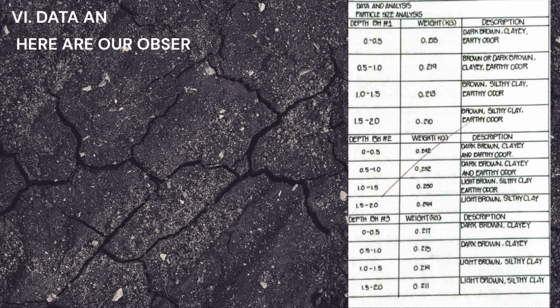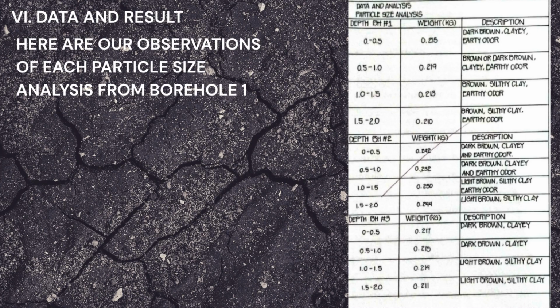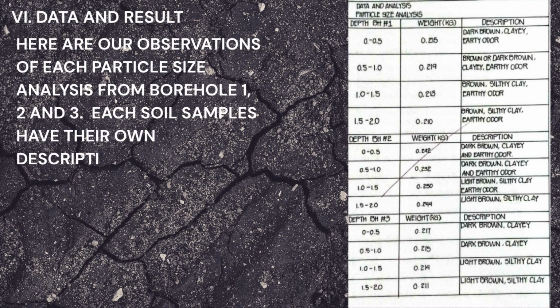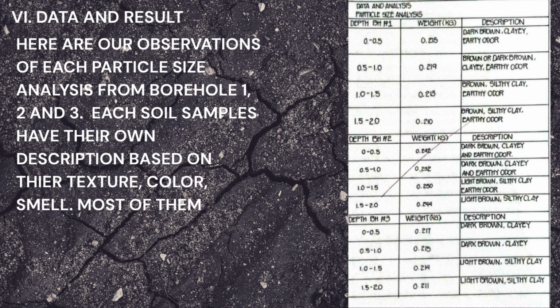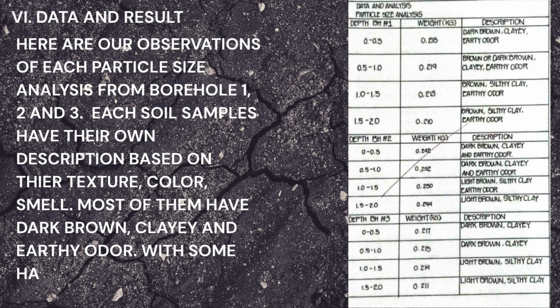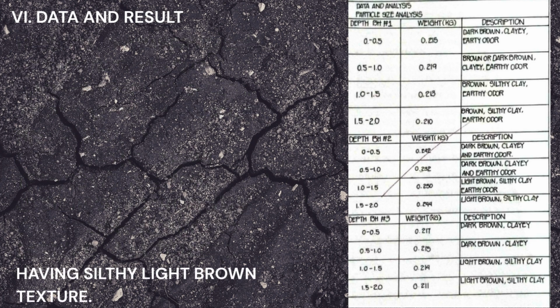Here are our observations of each particle size analysis from borehole 1, 2, and 3. Each soil sample has its own description based on texture, color, and smell. Most of them are dark brown, clayey, with an earthy odor, with some having a silty, light brown texture.